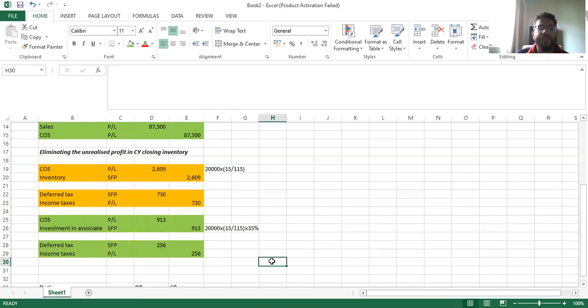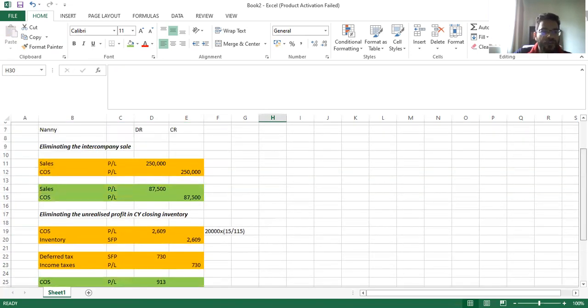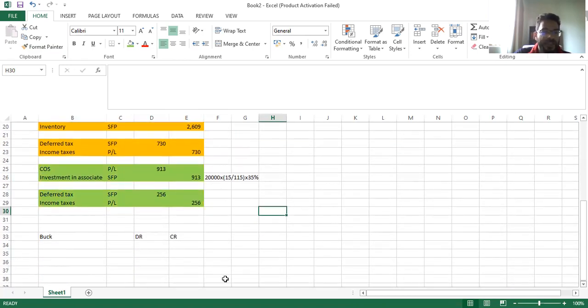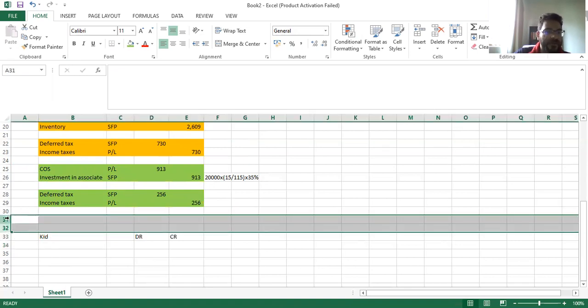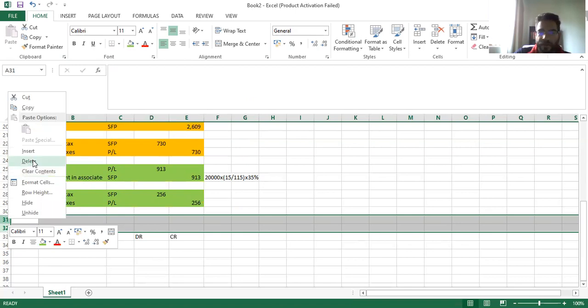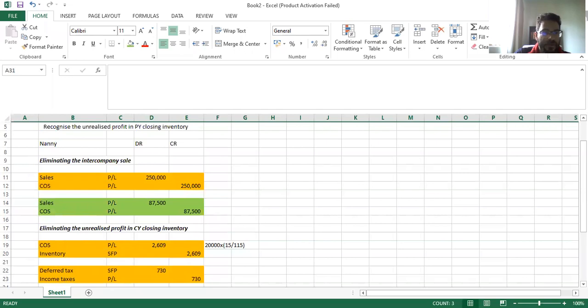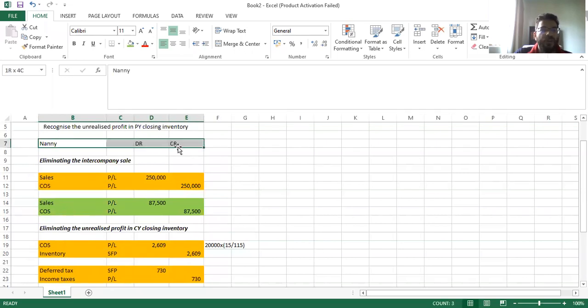So there we go. The green part is for this particular question. So that is Nanny. Now we can do Kid. Just take note, the orange is what you do if it was a parent-subsidiary relationship.